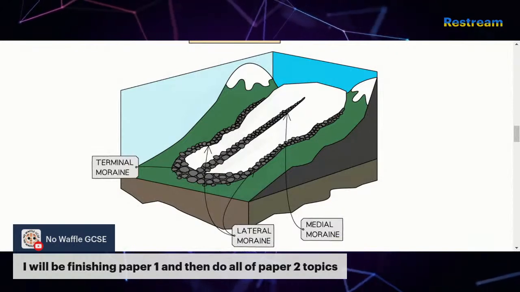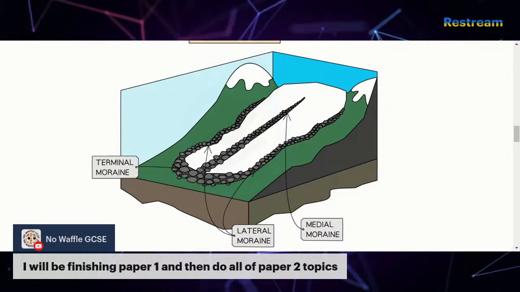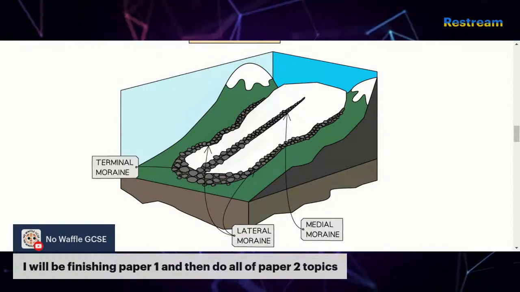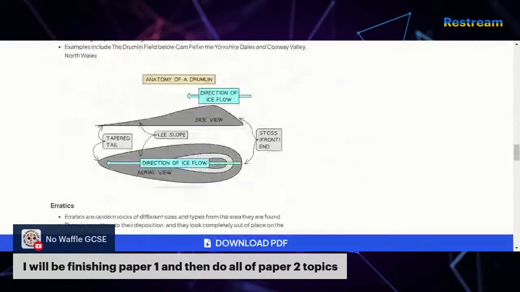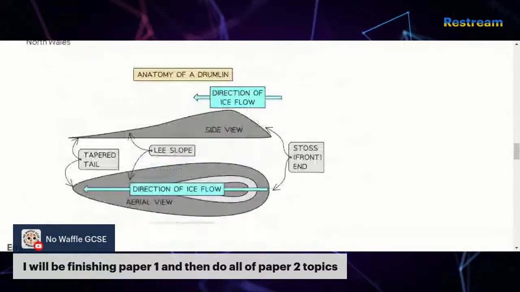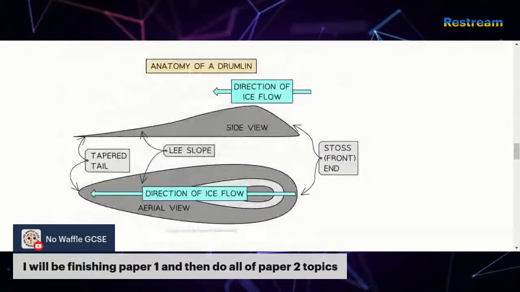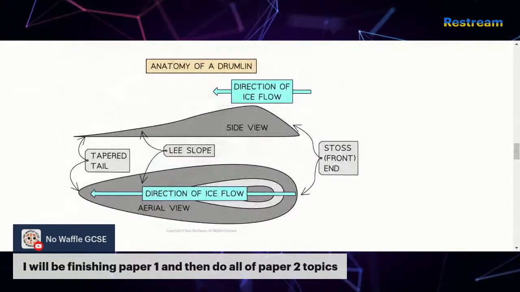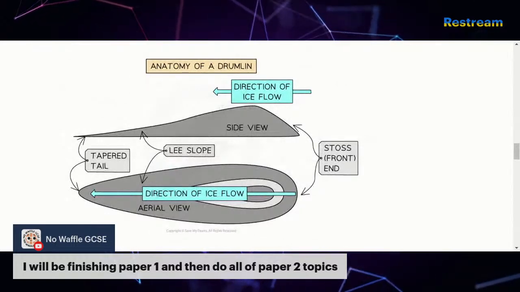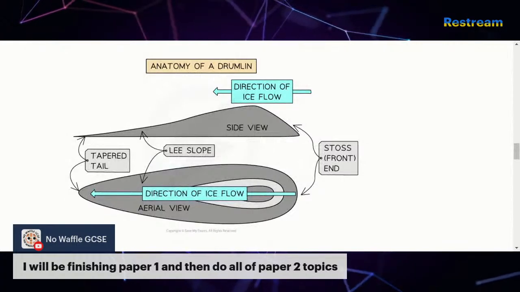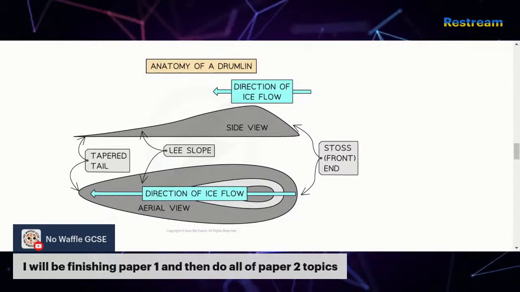Now, moraines aren't the only depositional landform created by glaciers. There are two more, which we call drumlins and erratics. So you can see a drumlin here, and you can see the side view of a drumlin and the top view, the aerial view of it. So a drumlin is basically an elongated hill, and it's thought to be formed when overloaded or melting glaciers then deposit material. So this material then builds up over time, forming hills.